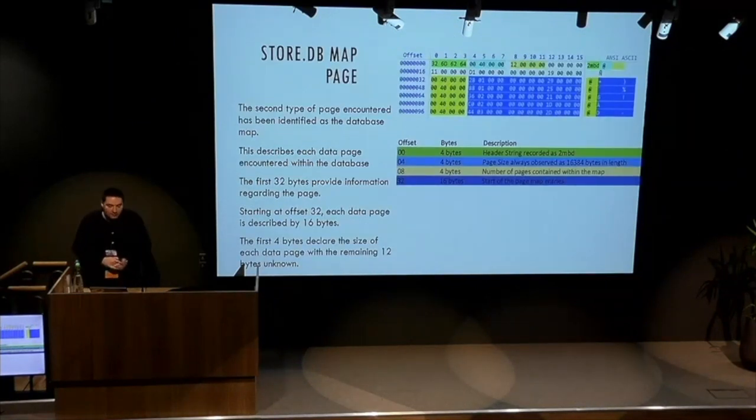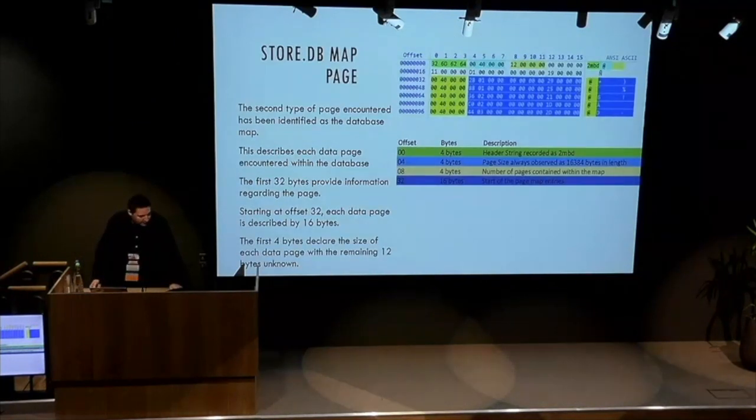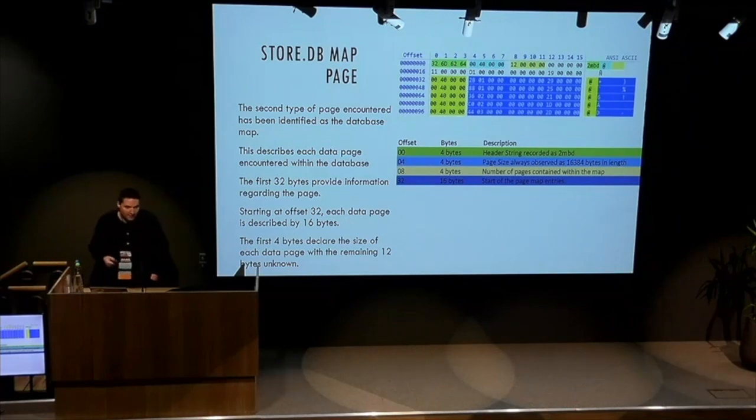The second one then, the map page. So the map page is the database map, so it says where everything is on the disk. It describes each data page encountered within the database, I should say. The first 32 bytes provide the information regarding the page, and starting then at offset 32, which is the blue highlighted piece of the hex you're looking at, each data page is described then using 16 bytes, and the first 4 bytes declare the size of each data page, and we don't actually know what the next 12 bytes are. We weren't able to figure that out.